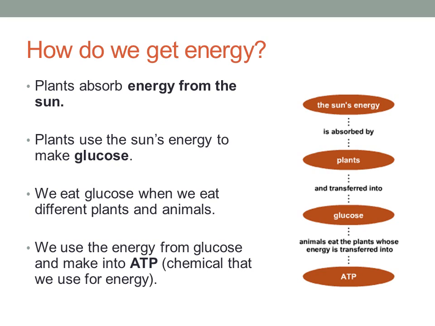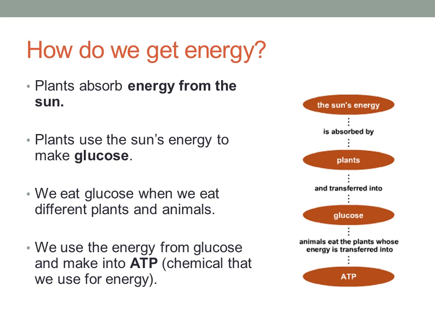But how do we get this energy? First, plants will absorb the energy from the sun. Remember, the sun is the source of all of our energy. Plants then use that energy in order to make glucose. We know that glucose is found inside of plants. We actually eat glucose when we eat different plants and animals, and so glucose then goes into our body. We, however, cannot use that glucose as energy. We have to make the glucose into ATP, which is a form of energy that we can actually use. ATP is a chemical that we use for energy.